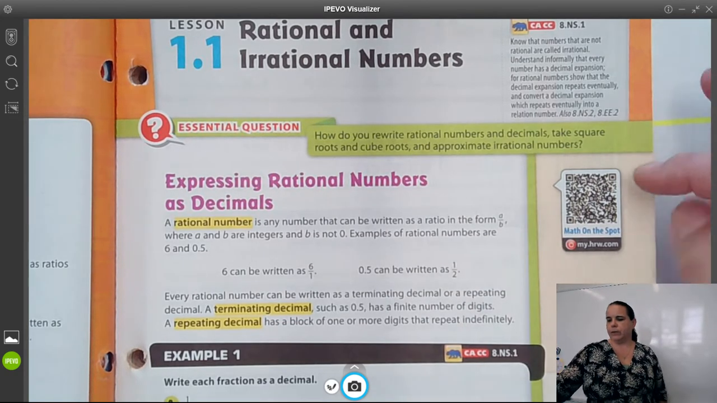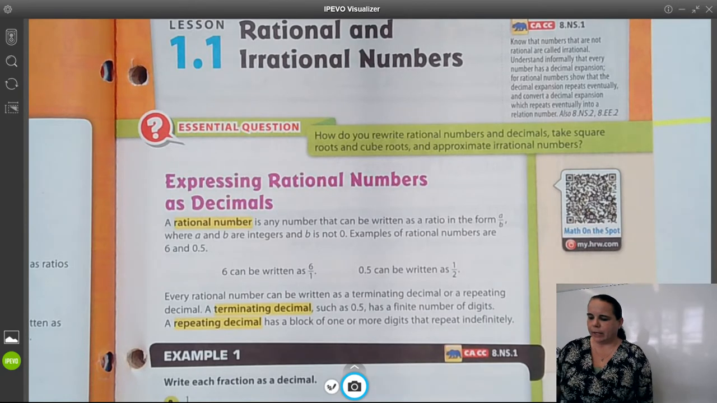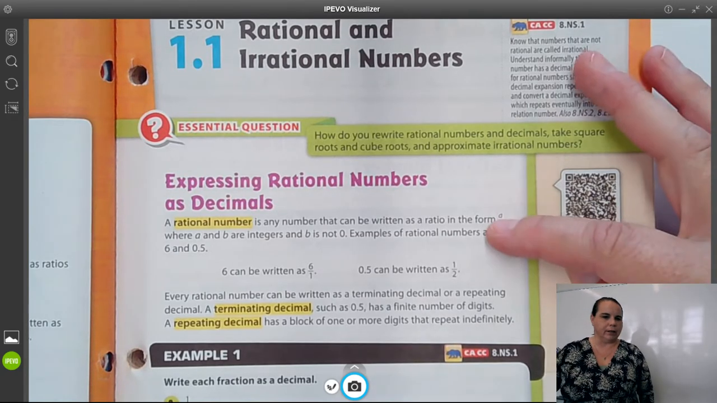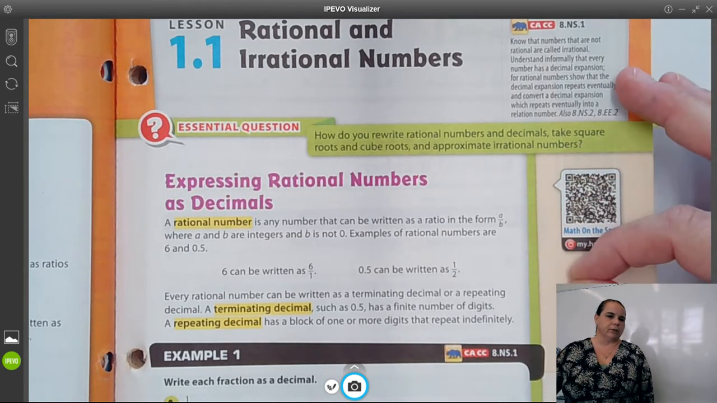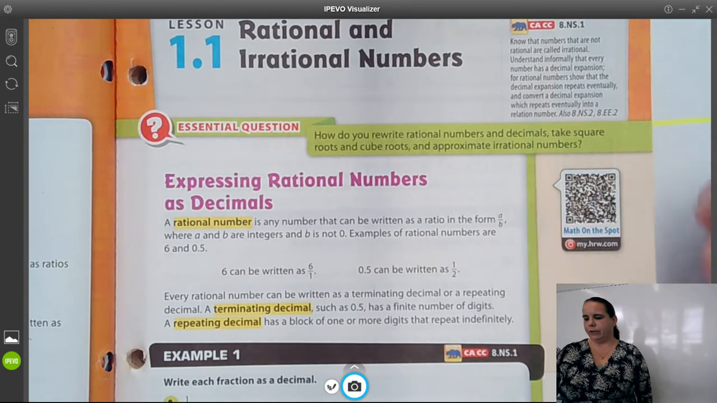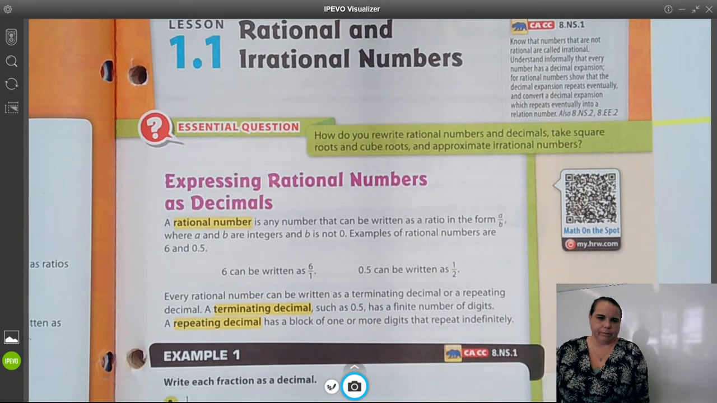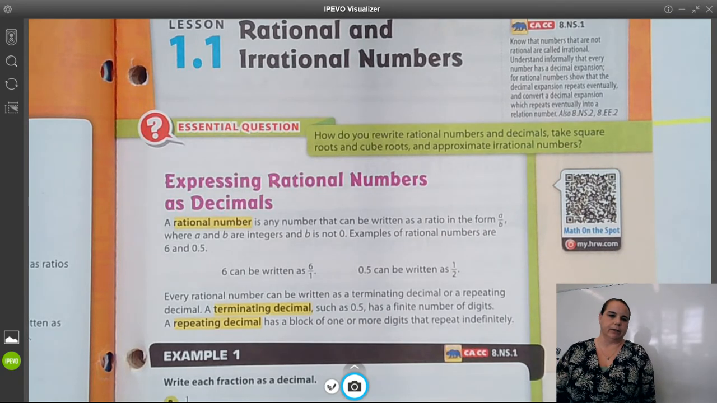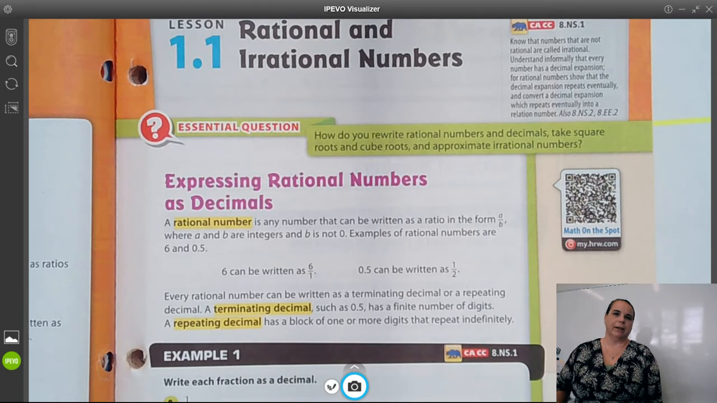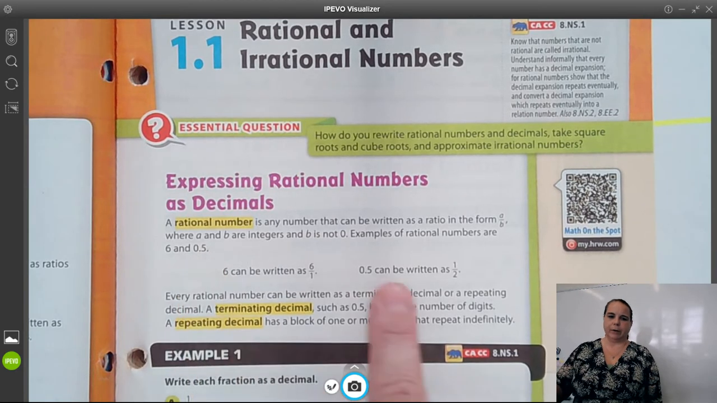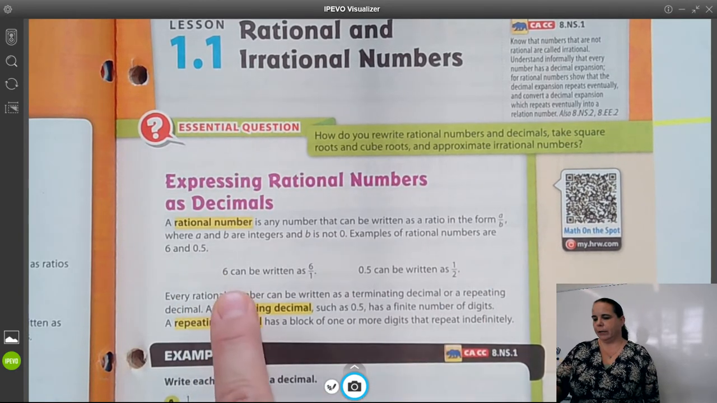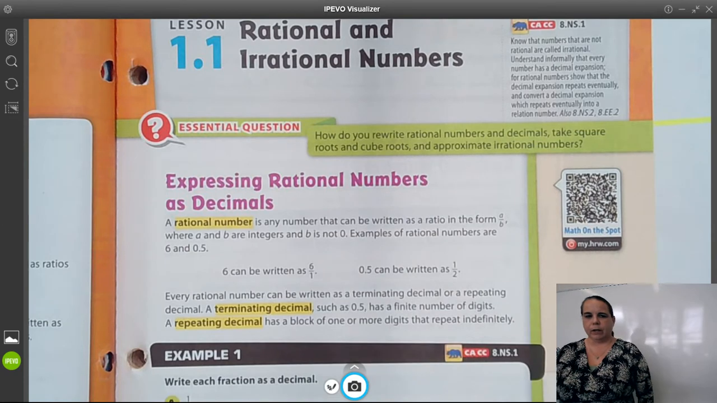So a rational number, the definition is just any number that can be written as a ratio in the form a over b, so written as a fraction, where those are integers, right? And b cannot be zero, that's undefined. You can't divide by zero. It's an infinite number, so it's not possible. It's an undefined number. Examples of rational numbers are 6, 0.5, because we can write that as a fraction, right? 6, we can write as a fraction, it's 6 over 1.